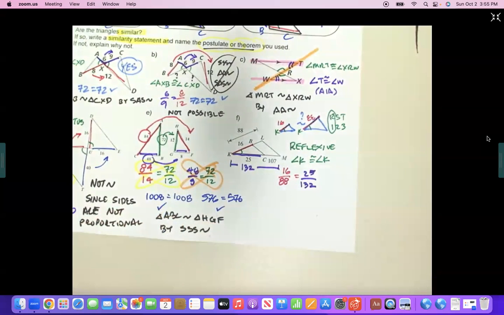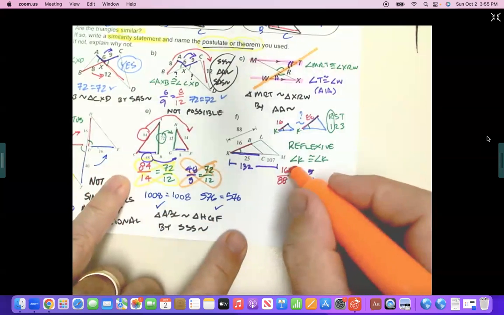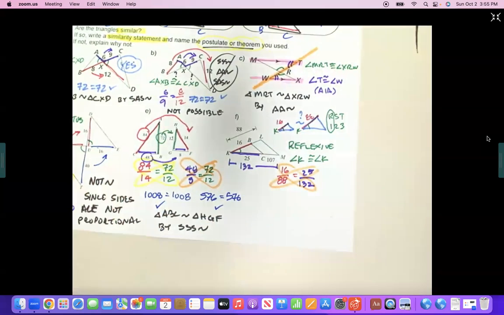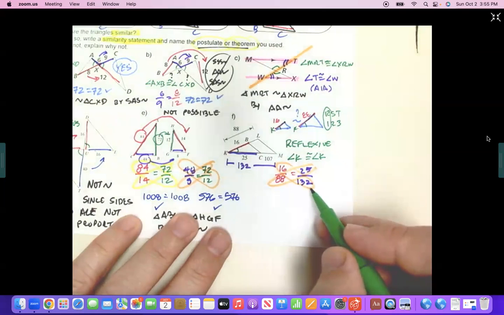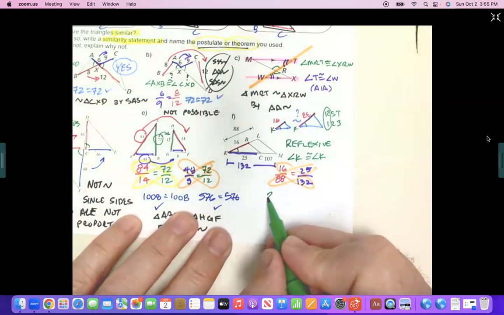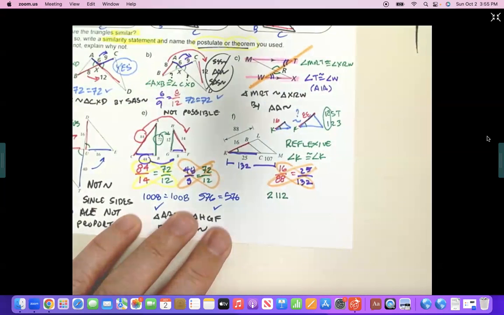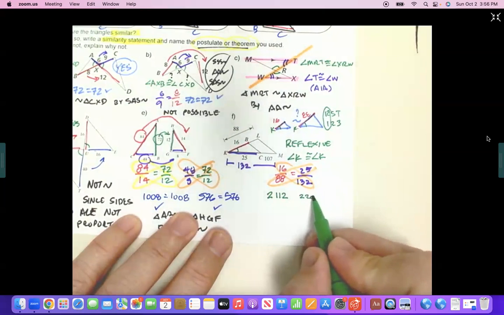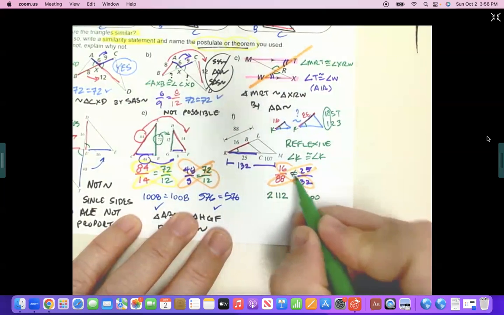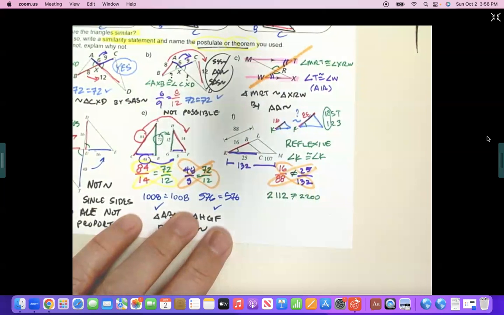And again, we can do our cross products here to check and see if these are proportional. We can take 16 times 132, and we can take 25 times 88 and compare them. 16 times 132 gives us 2,112. 88 times 25 gives us 2,200. These are not equal, therefore these are not proportional.